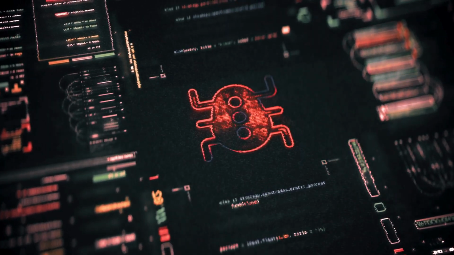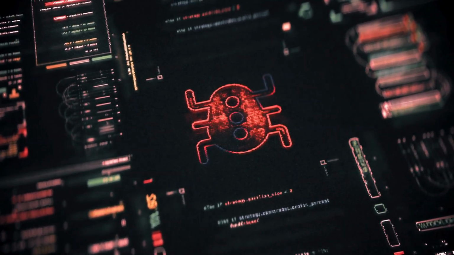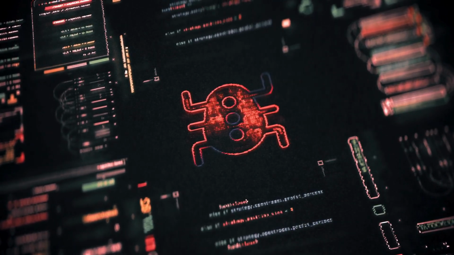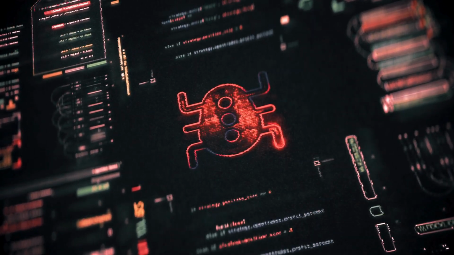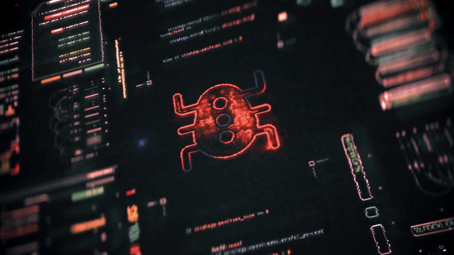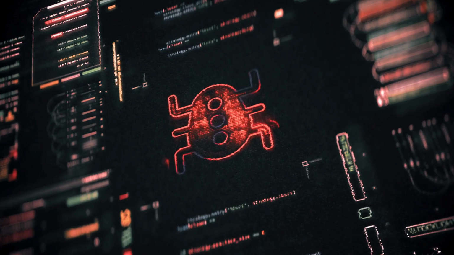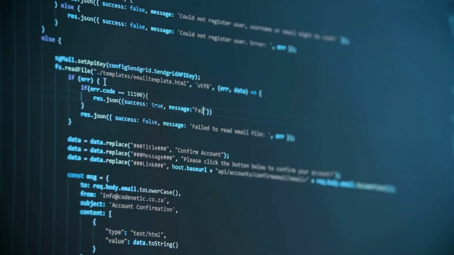Then you've got vulnerabilities. A vulnerability is a weakness. So maybe your system isn't patched. Maybe you're using weak passwords. Maybe something is misconfigured. That's the opening. That's what allows the threat to actually do something.